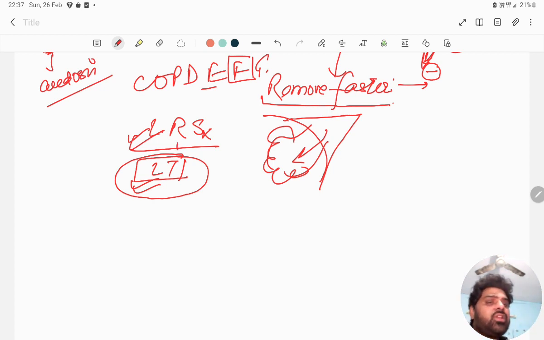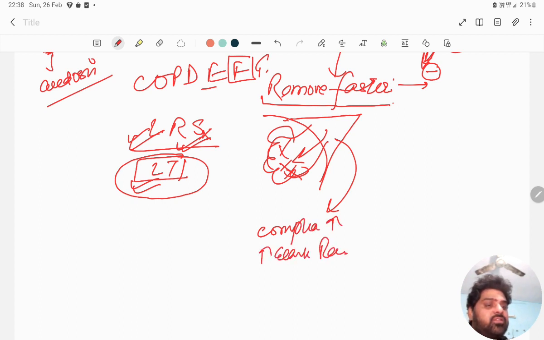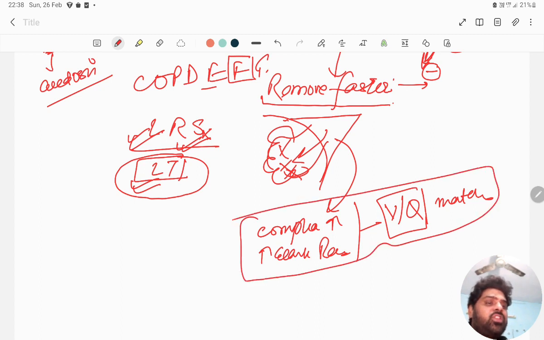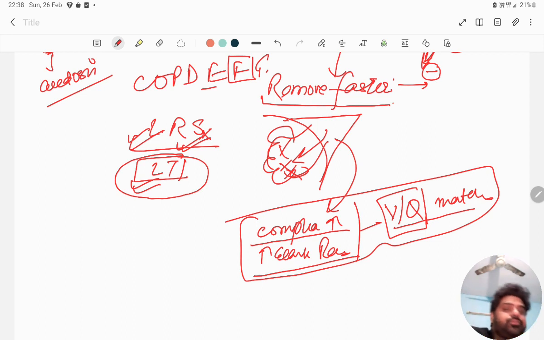During lung reduction surgery, the areas with blebs, or areas whose elastic tissues have been destroyed, or hyperinflated areas are removed. So the left out areas have increased compliance, increased elastic recoil, and increased VQ matching. These are the 3 points which you have to remember. Whenever there is a lung reduction surgery, there is increased compliance of the left out area, increased elastic recoil, and increased VQ matching, so they are beneficial.